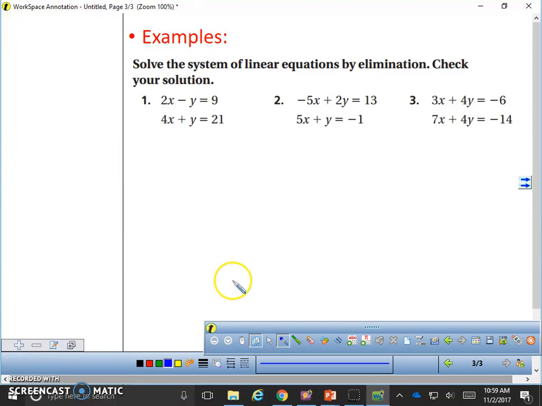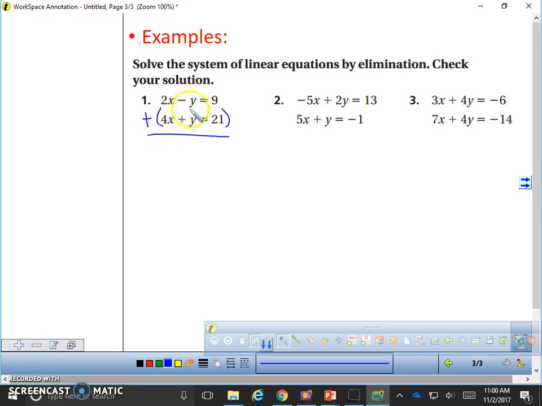Alrighty. Example 1, solve the system of linear equations by using elimination. Check your solutions. So, step 1, multiply one of the equations if necessary so we can eliminate. We have 2 and 4, so those don't help; we won't be able to eliminate x's. The y's both have a coefficient of 1, so we can eliminate the y, so we don't need to do step 1. If we add the 2 equations together, we'll eliminate the y's, or if we subtract the 2 equations, we'll eliminate the y. Negative y plus y does eliminate, so let's use addition.